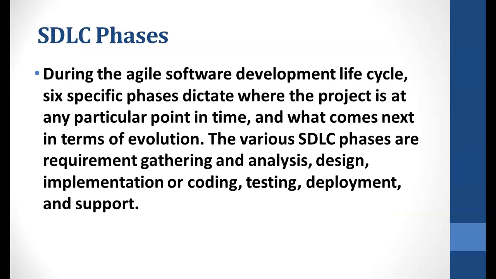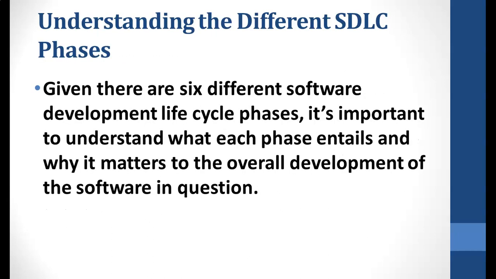Now, SDLC phases during the agile software development lifecycle. I'm taking just an example of it. There are 6 specific phases that dictate where the project is at any particular point of time and what comes next in terms of evolution. So the various software development lifecycle phases are requirement gathering, analysis, design, implementation, coding, testing, deployment and support. So we're going to see all these different phases of the SDLC.